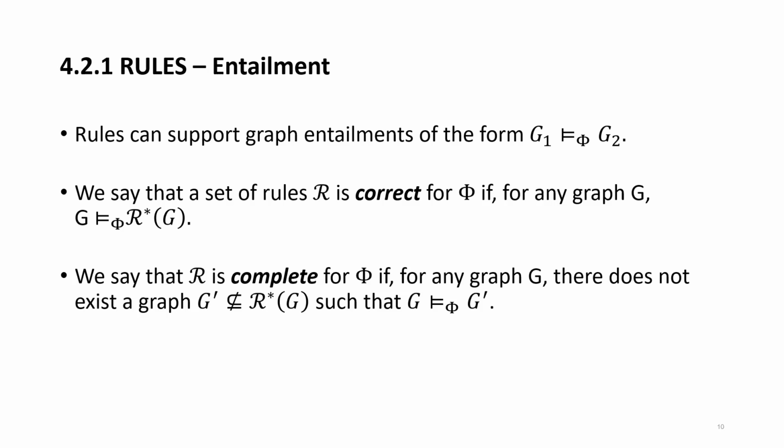In other words, if G entails G prime under phi, then G prime must also be contained in R star over G. Rules can also be directly defined using rule languages such as N3, RIF, SWRL, and SPIN, but those are not further explained in this chapter. If you have any interest, you can enter those links and study further about the rule languages.